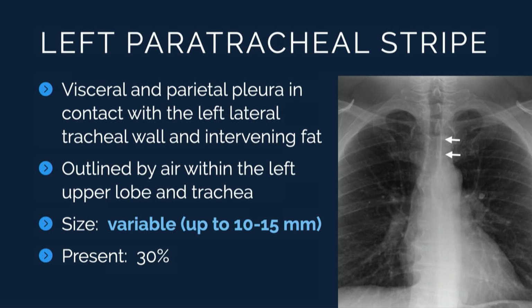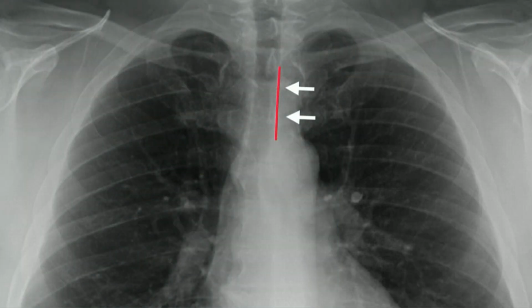And the left paratracheal stripe is not as commonly clearly visualized as it is on the right. So here it is. That's where the paratracheal stripe or interface should be. Sometimes, again, in this case, you can actually see the distinct stripe separate from the other mediastinal structures, but sometimes they're kind of contiguous and you get thickening of that area.